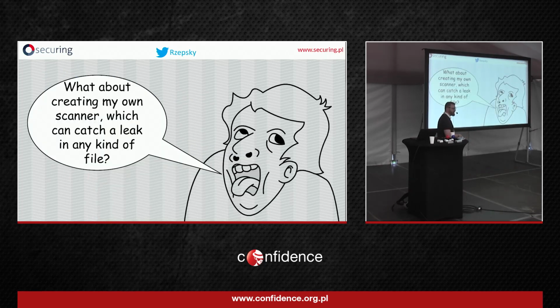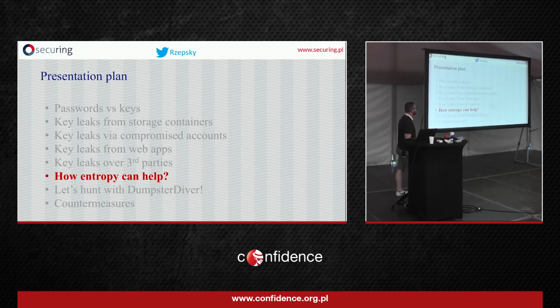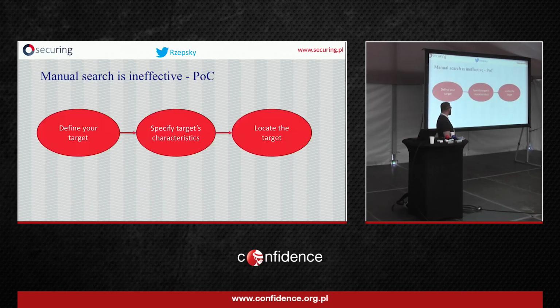So it is a good way, before publishing any repository, to scan it using such tools. However, I thought, wait, I found keys not only in the GitHub repositories, so I would like to see a tool which is able to find those keys in any readable file. So I decided to create my own. Now, how entropy can help us.